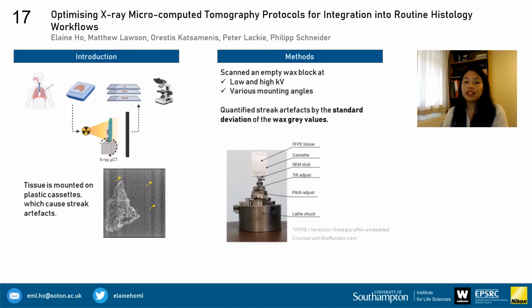We hypothesize that these artifacts are caused by beam hardening, photon starvation, and edge effects from using the periphery of the cone beam. To optimize our imaging protocols, we scanned an empty wax block at different accelerating voltages and mounting angles, and we used the standard deviation of the wax gray values as our quantification of streak artifacts.